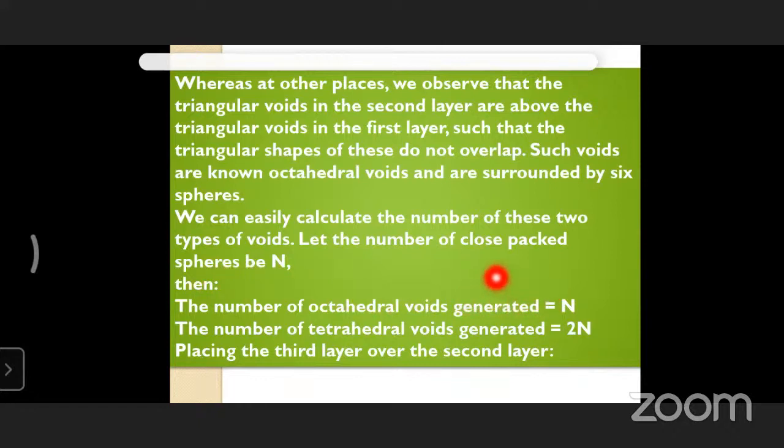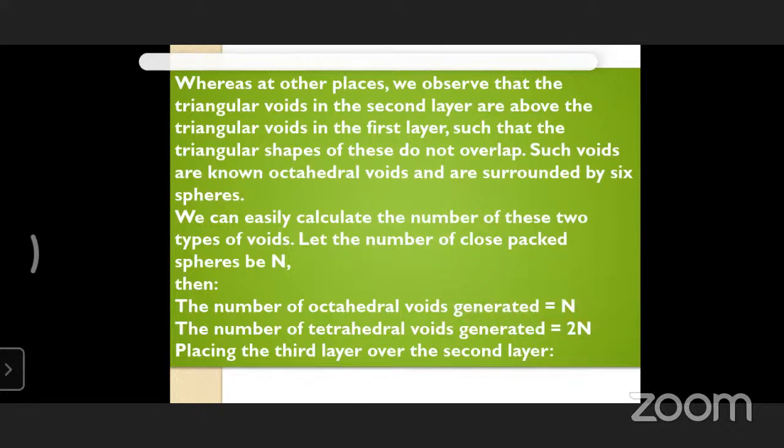That means what? If the number of close packed spheres is 10, at that time octahedral voids generated will be 10 only. Then the tetrahedral voids formula is 2n. That means if the number of close packed spheres is 10, the octahedral voids generated are n, which is 10, and the tetrahedral voids generated are 2 into 10, that means 20.